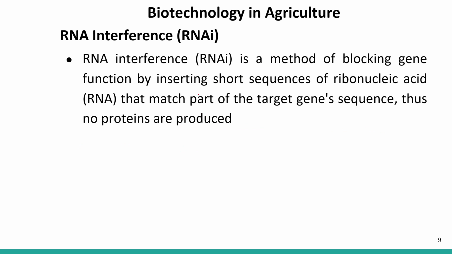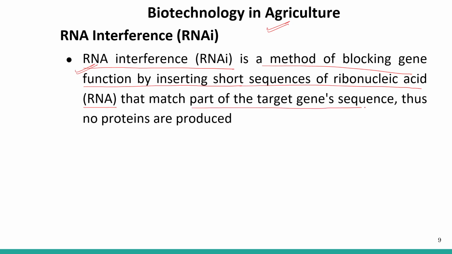Okay, so there are so many technologies that have been introduced in biotechnology. So we are going to discuss some of the technologies that are used in agriculture. One of the techniques in biotechnology is RNA interference. So what is that? RNA interference is a method of blocking gene function by inserting short sequences of ribonucleic acid, RNA, that match part of the target gene sequence. Thus, no proteins are produced.